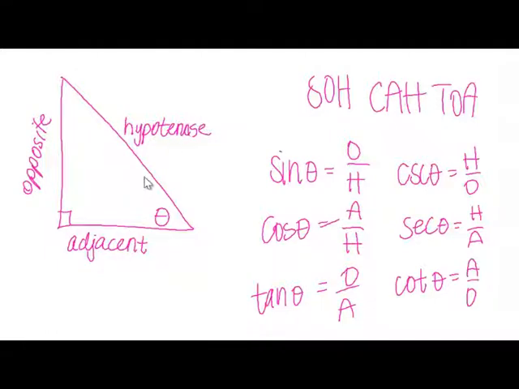Cosine is adjacent over hypotenuse. Tangent is opposite over adjacent. And then cosecant, secant, and cotangent are the reciprocals of that. Cosecant is the reciprocal of sine. So cosecant is hypotenuse over opposite. Secant is hypotenuse over adjacent. And cotangent is adjacent over opposite.